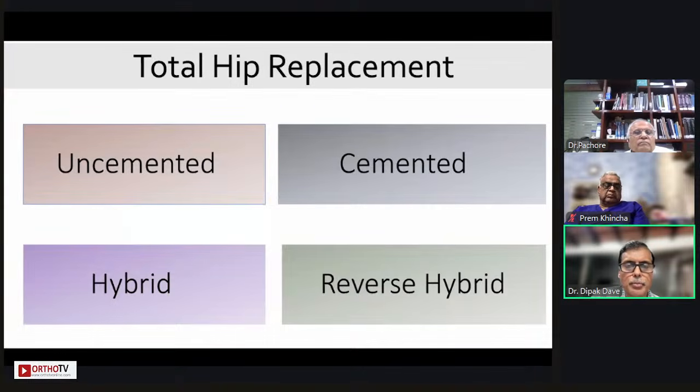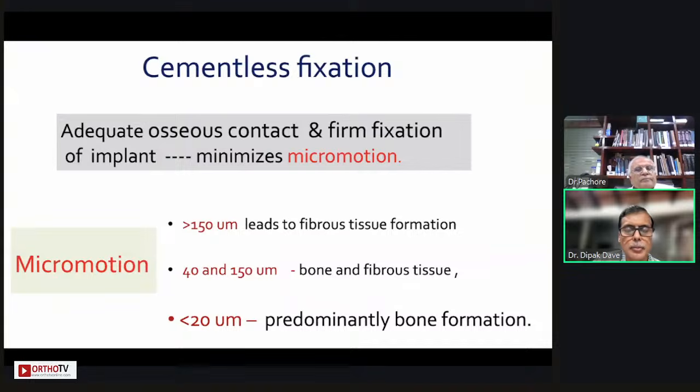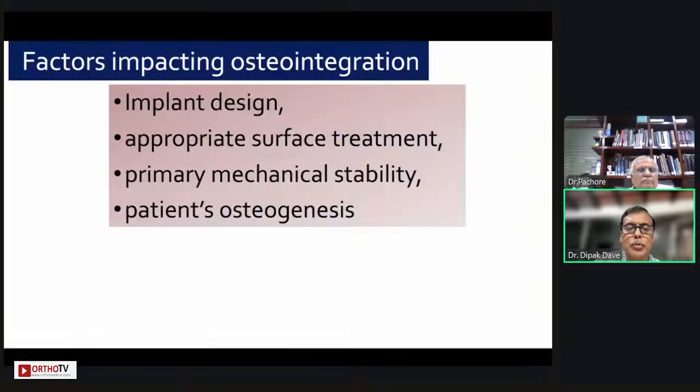So if you see the hip replacement, these are the four options we have at present: the uncemented, cemented, hybrid and reverse hybrid. When coming to uncemented hip replacement, the basic crux about the outcome is the micro motion. The more we minimize the micro motion between the implant and the bone, the better the longevity. We need to have very little, less than 20 micrometer of micro motion. Predominantly it helps in bone formation.